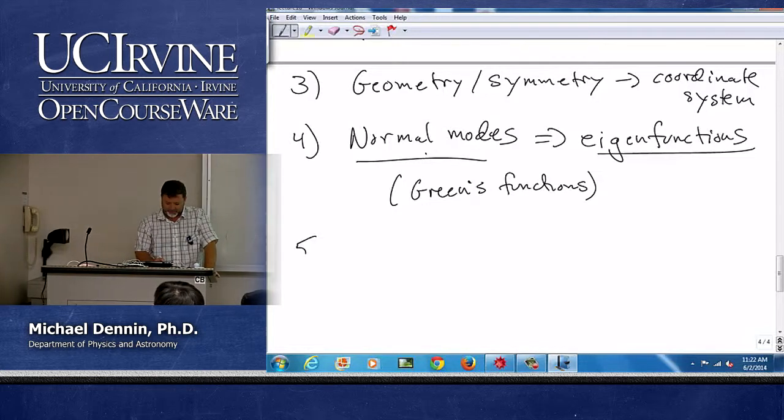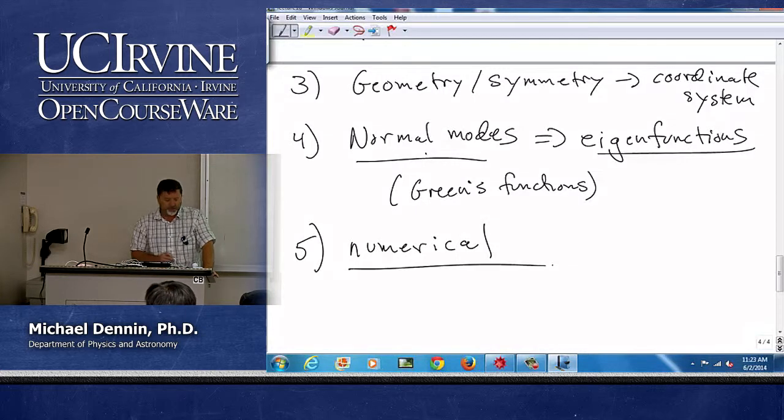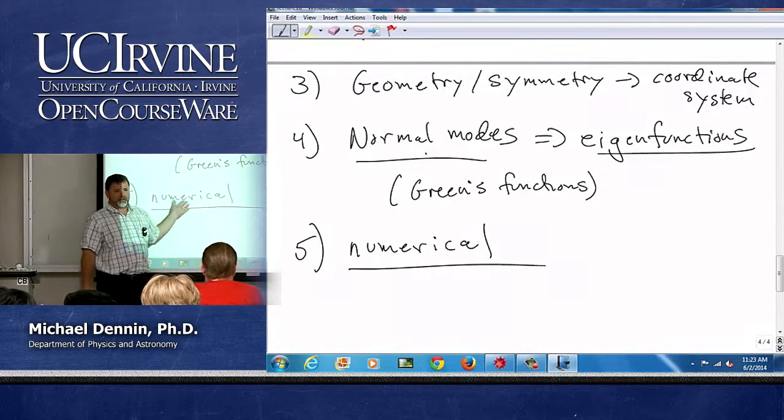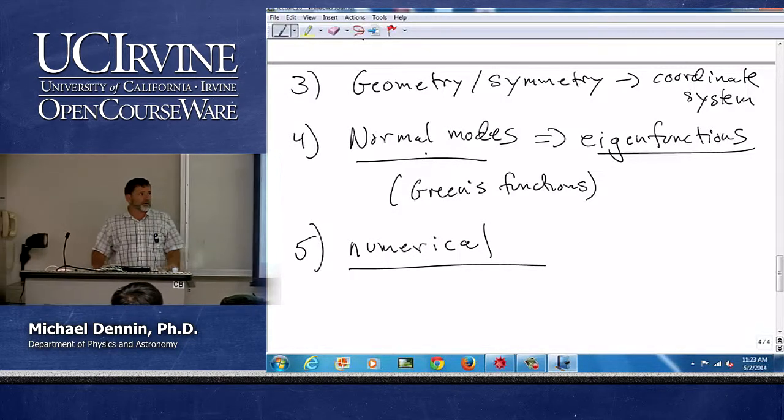And then finally, most of the time, any real new situation, you're going to be doing it numerically. It's new because all the analytic ones have been done. And you want to learn your numerical techniques. So that's where we're going to be going with this.